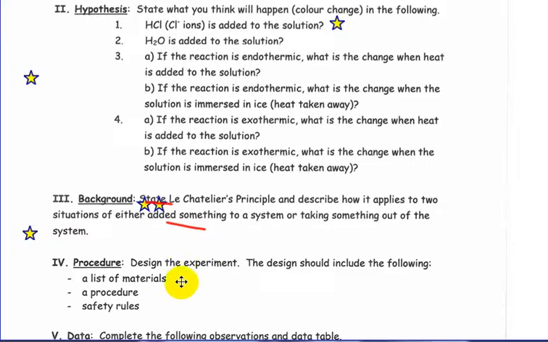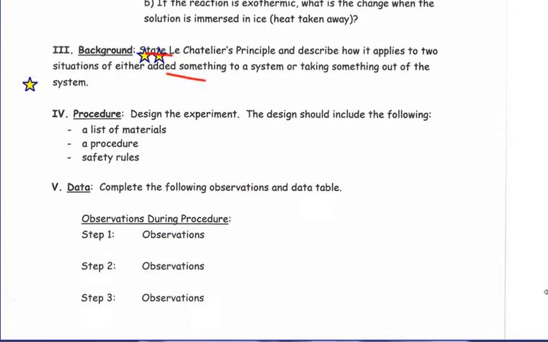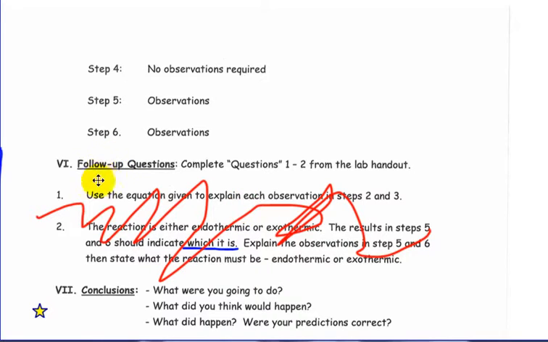Procedure, you don't have to do anything there. We'll just follow the lab handout, so you don't have to answer anything there. And you don't have to answer anything here because we'll do it on the last sheet here. You can also cross out this number 1 and 2. We're not going to do those.